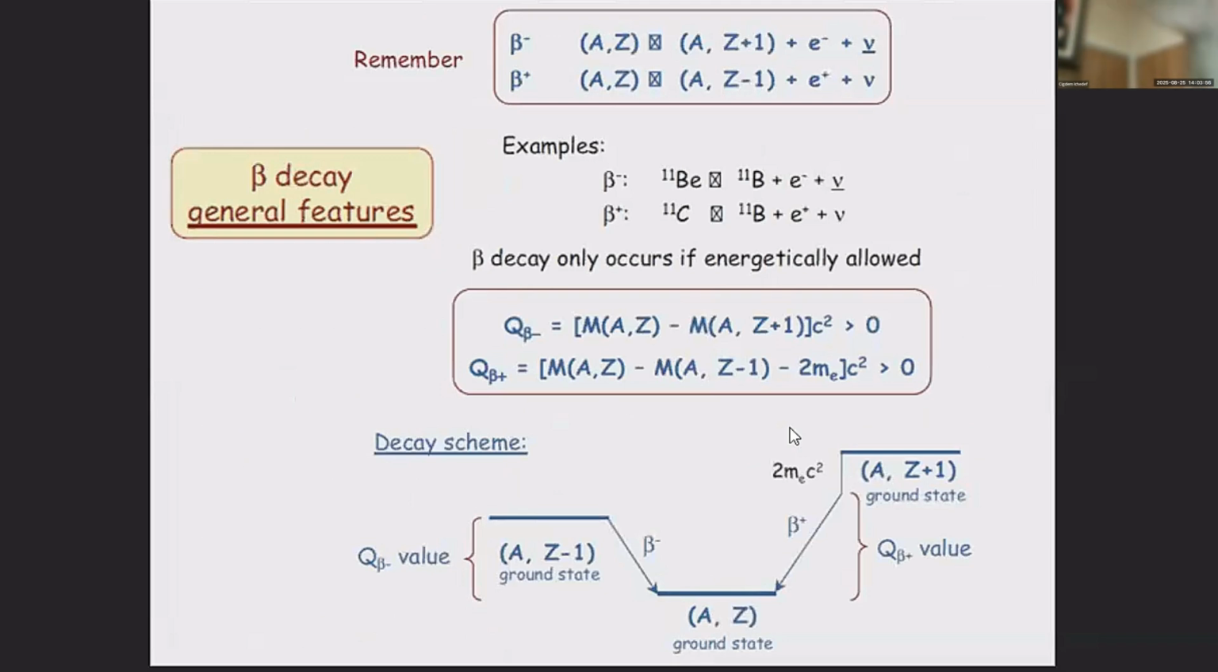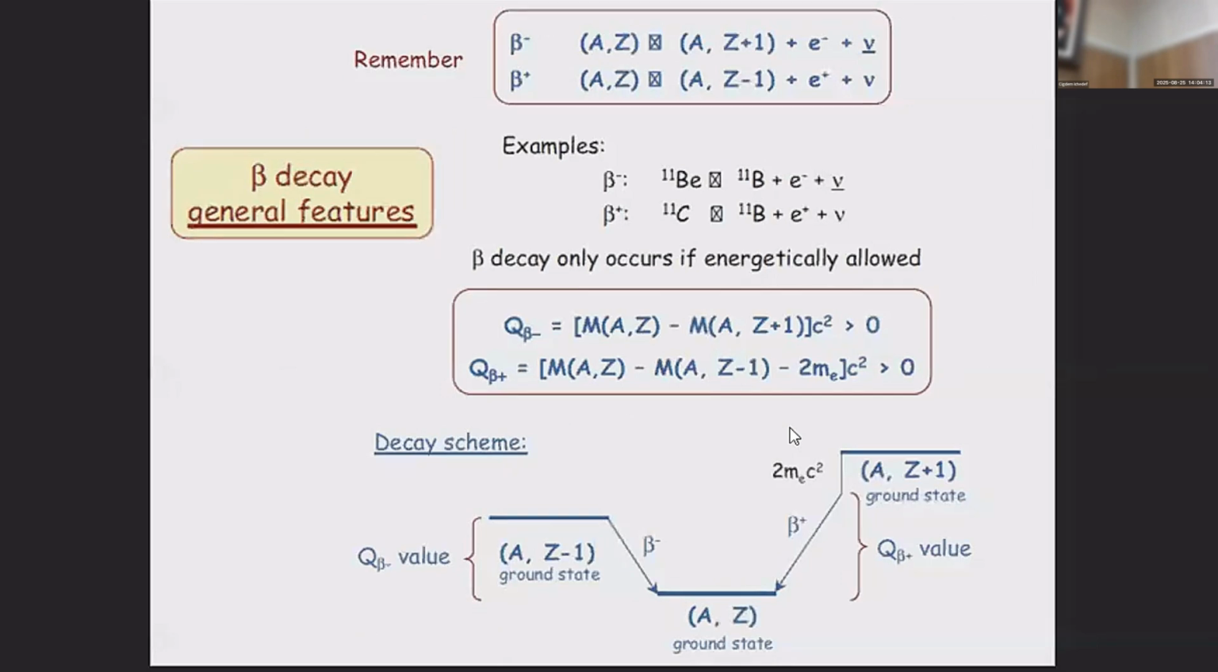For beta minus, you see a nucleus changes to another one. X changes to, for example, Y, or aluminum changes to silicon.